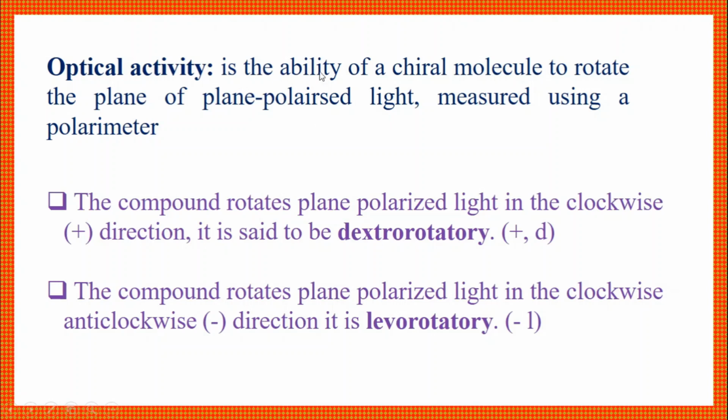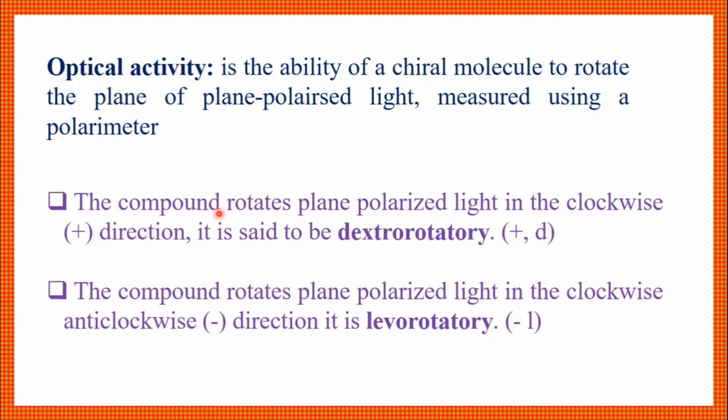So it is the ability of an organic molecule to rotate the plane polarized light. That compound is called an optically active compound, and that property is called optical activity. A chiral compound rotates the plane polarized light, and it is measured by using a polarimeter. This is the name of the instrument from which we can measure the optical activity or optical rotation of any organic compound. There are two types of compounds: dextrorotatory and levorotatory.